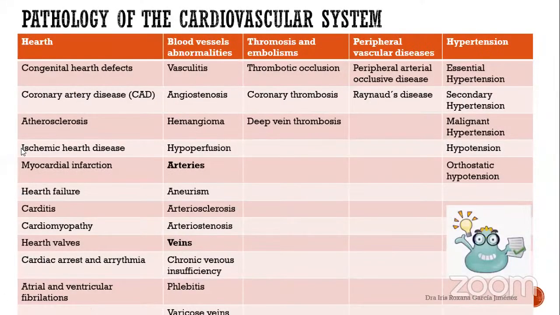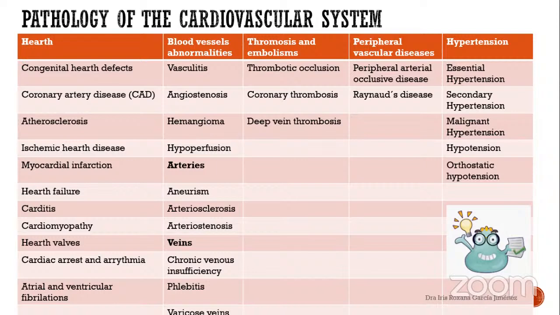And let's check the pathologies of the cardiovascular system. A very, very general review about the heart: congenital heart defects, coronary artery disease, the CAD, atherosclerosis, ischemic heart disease, myocardial infarction, heart failure, carditis, cardiomyopathy, heart valves, cardiac arrest and arrhythmia, atrial and ventricular fibrillations.